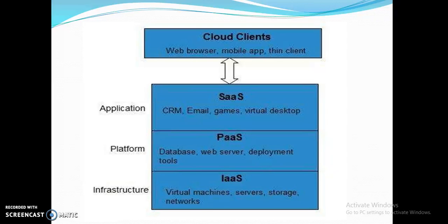This diagram shows how the services are provided from the cloud to clients. Some examples: for software as a service, email, games, virtual desktops. Platform as a service examples are database, web server, deployment tools. Infrastructure as a service examples are virtual machines, servers, storage and networks. All the services are given to the client, who uses them through a web browser, mobile app or thin client.